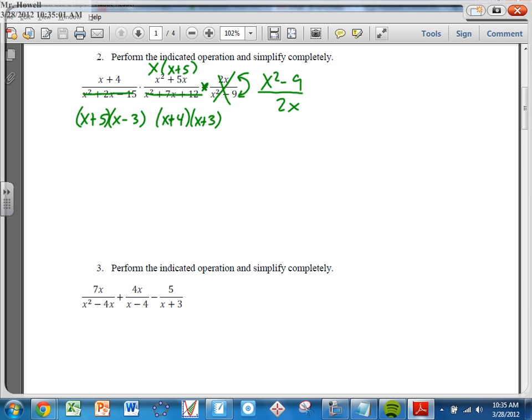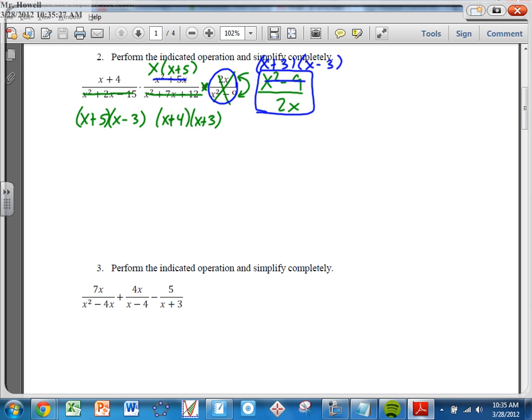What do you got, Marcus, up top? Because that's an example of what, Marcus? Okay, difference of 2 squares. So again, what have we done so far? We factor everything. Whenever you multiply and divide, you factor. Then when you divide, remember to flip first, and then we'll factor. Again, we flipped the third fraction right here. We wrote it as this, and then we factored it.